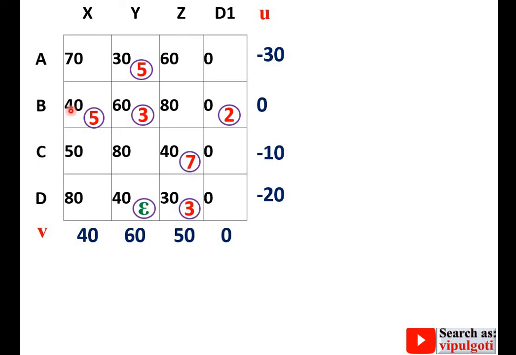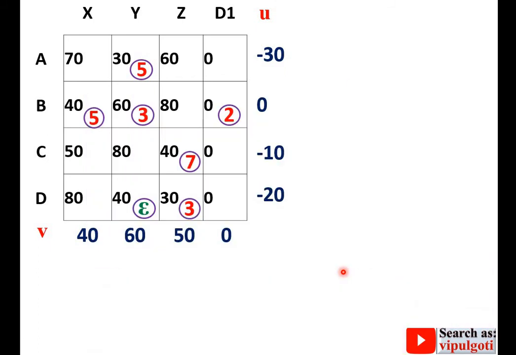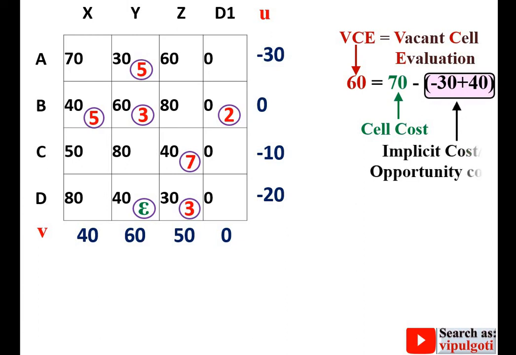After getting the remaining values of U and V, you can find the VCE, that means vacant cell evaluation, by using this equation, and that is only for the unallocated cells. So here the 60 is the VCE, meaning vacant cell evaluation, 70 is the cell cost, and this algebraic summation is known as implicit cost, that is sometimes known as the opportunity cost also. So here this is the example of this first VCE.